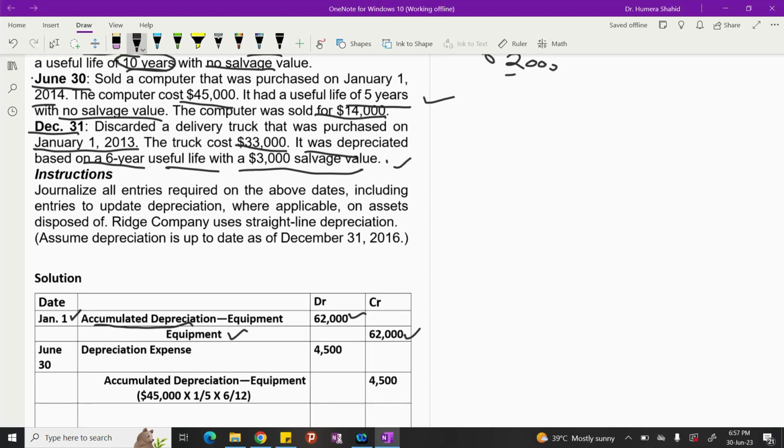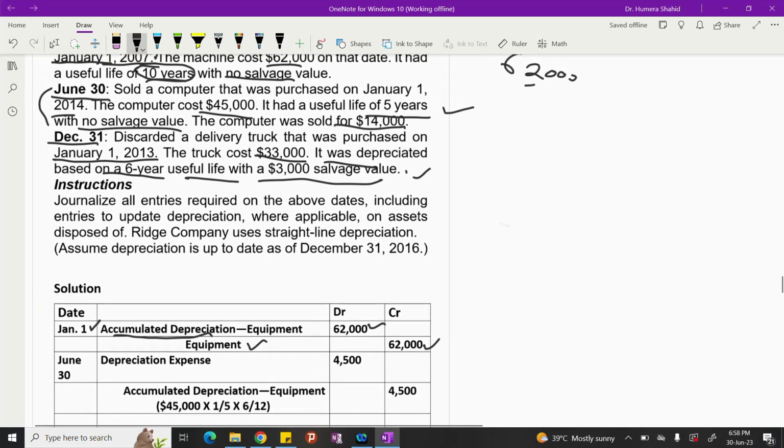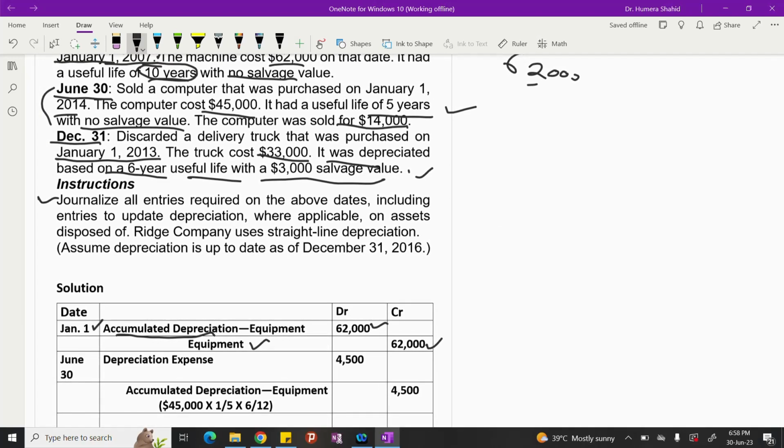Okay, so two more dates are there. What we are supposed to do is journalize all the entries required on the above dates. The first entry I already discussed with you, and this is all the entries. These entries include updating the depreciation where applicable on assets disposed of. This company uses the straight line depreciation method. One more piece of information: assume depreciation is up to date as of December 31st, 2016. So till last year, all the depreciation has been recorded.